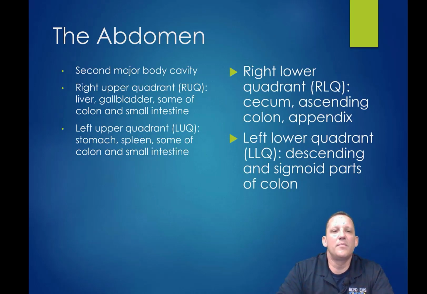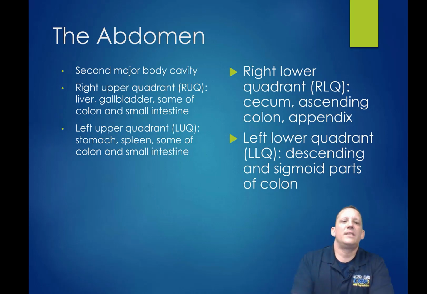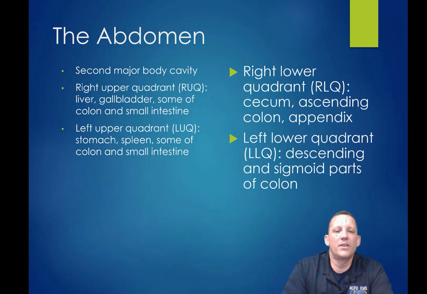So the abdomen is the second major body cavity, right? That being directly below the pulmonary thorax system. And when we're looking at that, the right upper quadrant of the abdomen is going to house the liver, the gallbladder, some of the colon, and a large portion of the small intestine. The left upper quadrant is going to hold the stomach, the spleen, and some of the colon and the small intestine. The right lower quadrant holding the cecum, the ascending colon, and the appendix, and the left lower quadrant descending colon and the sigmoid parts of the colon.